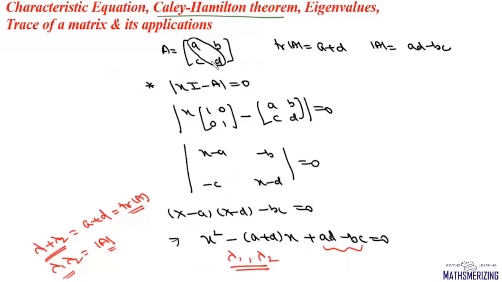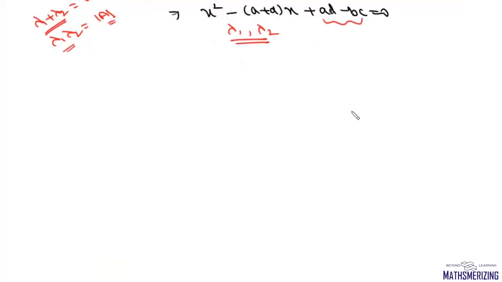For any 2 cross 2 matrix, we can write its characteristic equation as x square minus trace of A into x plus determinant of A equals 0. So that is the standard result for any 2 cross 2 general matrix. Now let us take up an example.